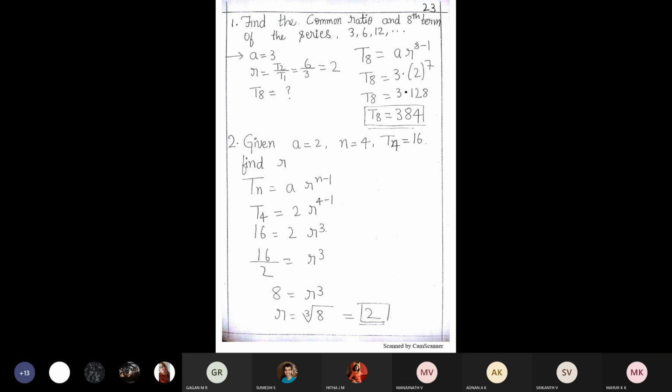Please solve it and put it in the chat box so that your other friends can also follow. Hita's answer, 1024. Fine. Good, Hita. You copy this problem and solve. Do it slowly, no problem.